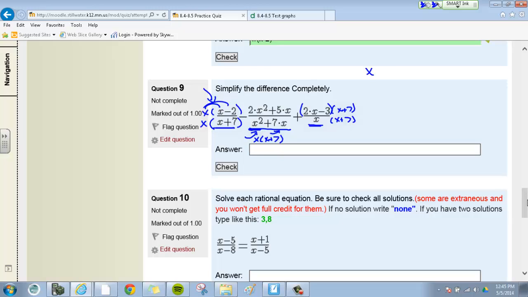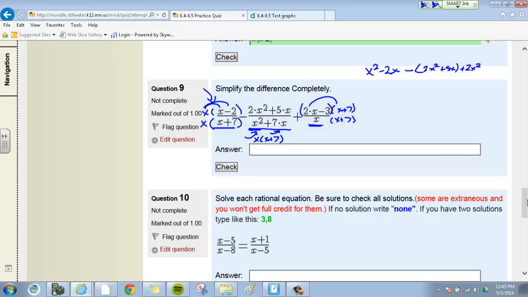Okay, so now we've got to figure out what this whole thing is, and this is crazy. Let's focus on this area right here. This is x. If we distribute it there, we have x squared minus 2x. That's that. And then we're subtracting this whole thing right here, so subtracting 2x squared plus 5x.